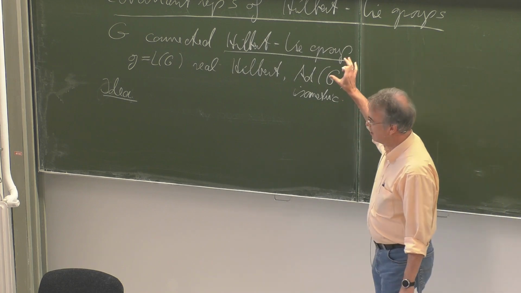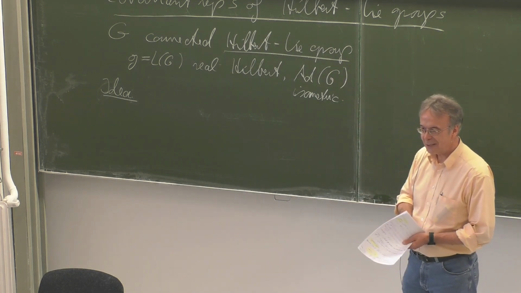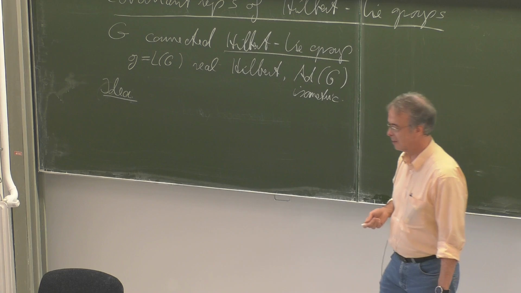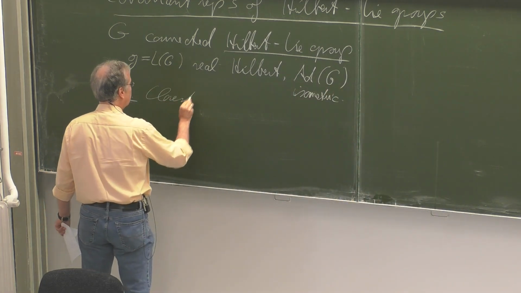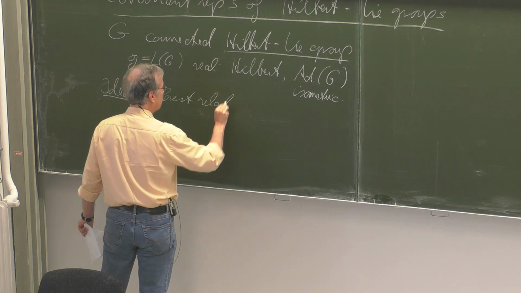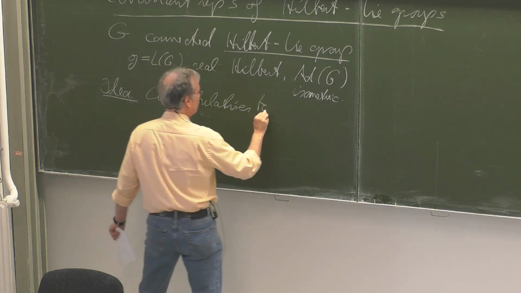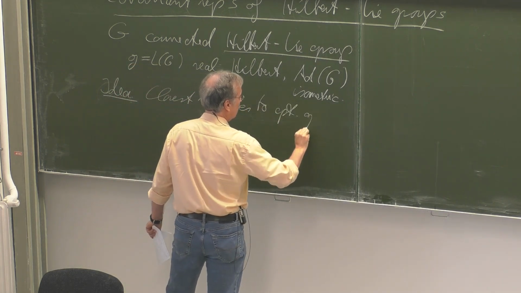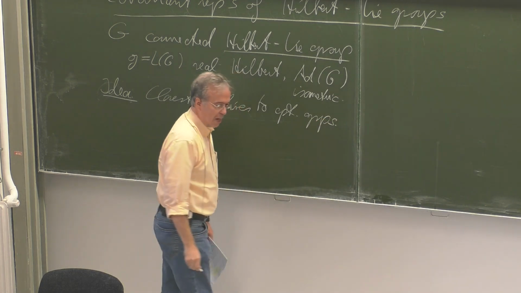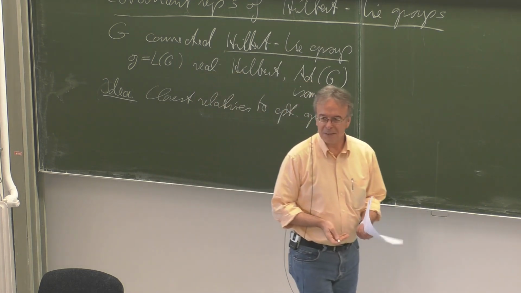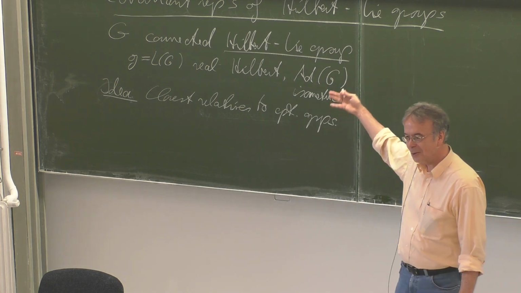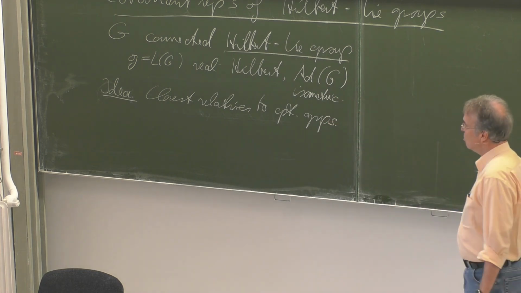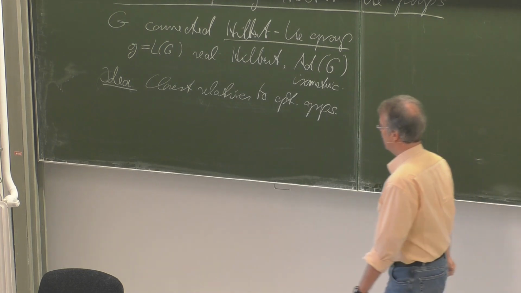So the idea is these groups are the closest relatives to the compact groups. And since it's so hard to systematically understand representations of infinite dimensional groups, it's good to start with the closest relatives to those which are rather simple to understand.